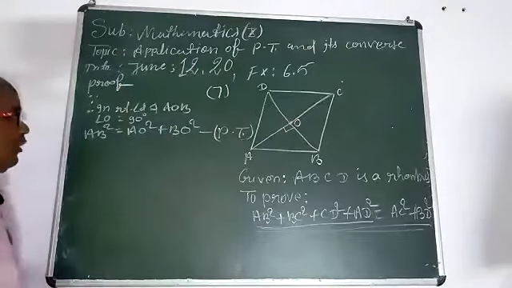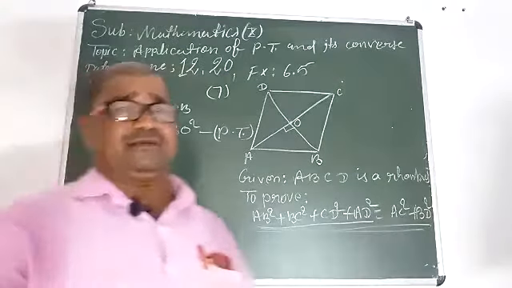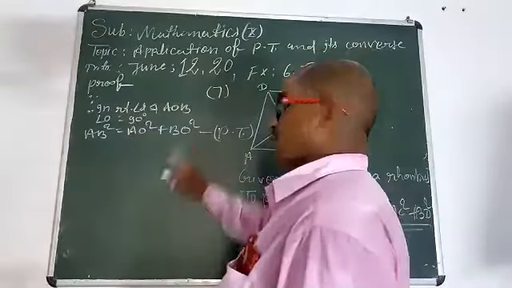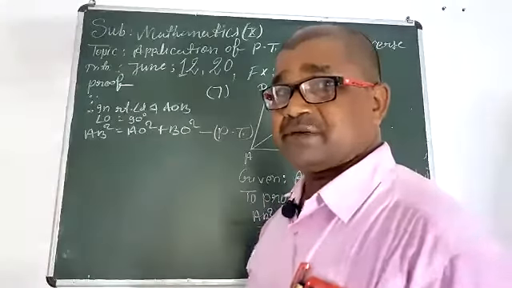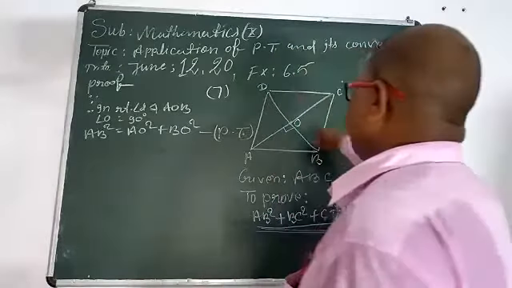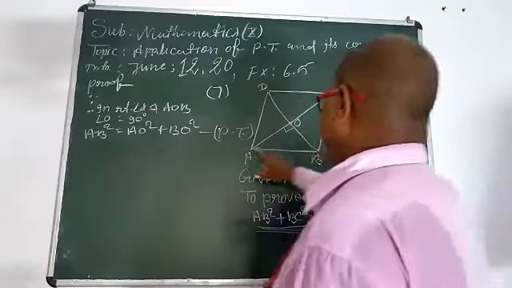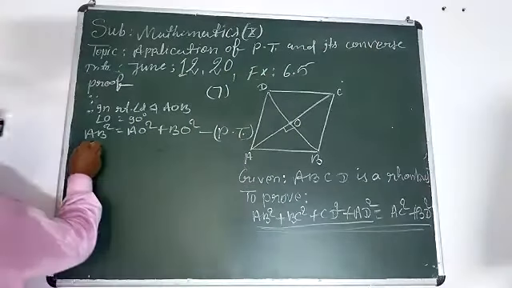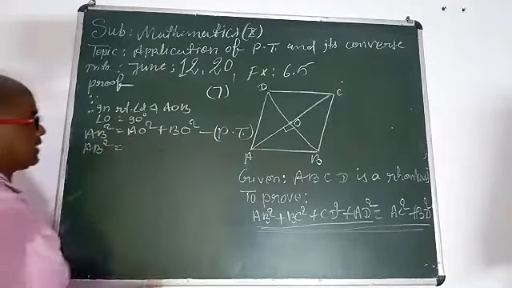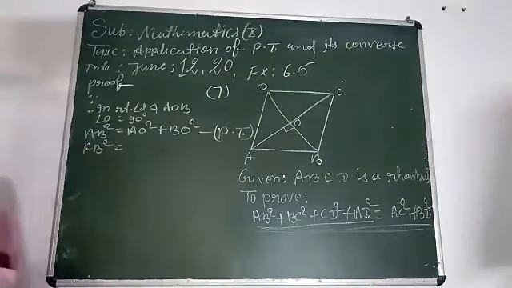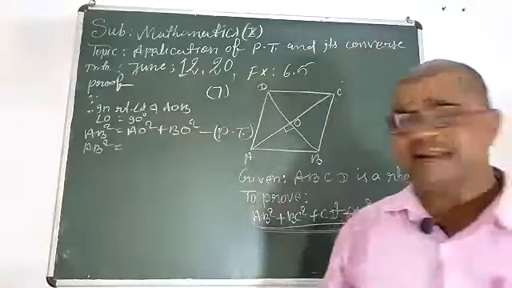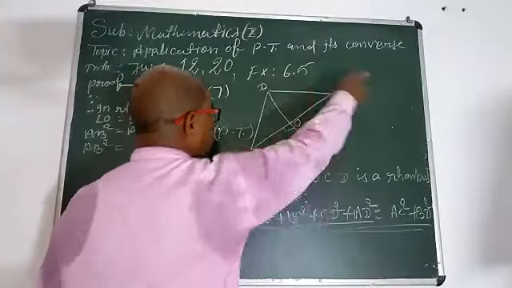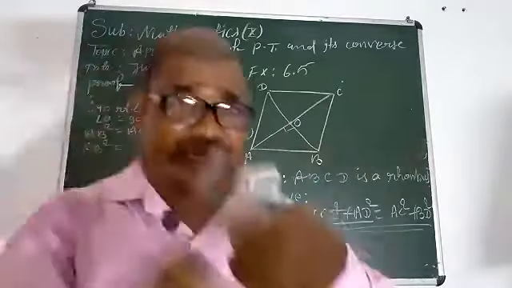So we should change AO and BO in terms of AC and BD. You want to go towards AC and BD. Now, how can you change? Think: AB square equal to AO square plus BO square. What is AO? Sir, AO is half of AC, because these two diagonals bisect each other.